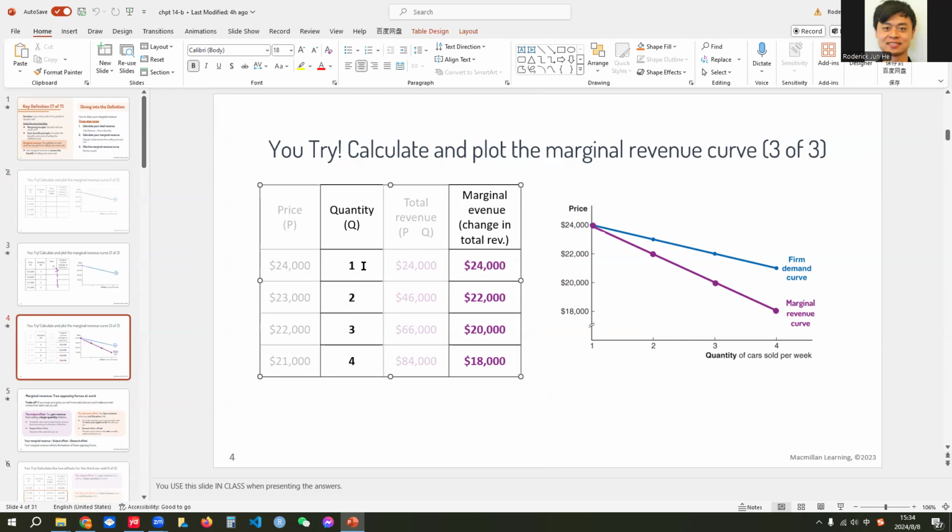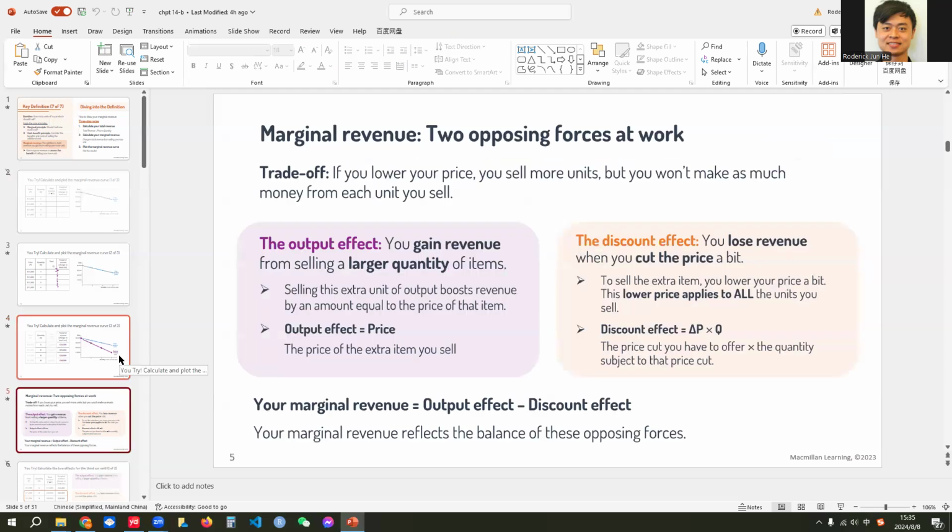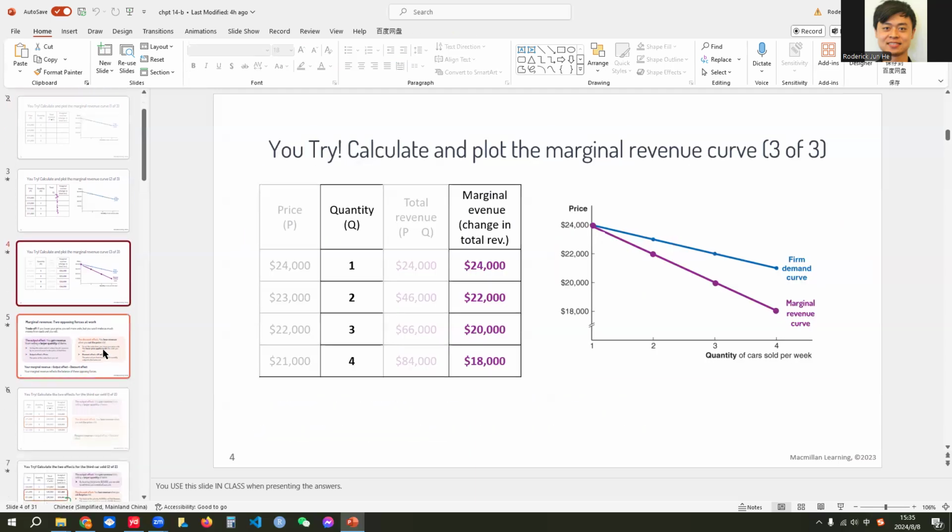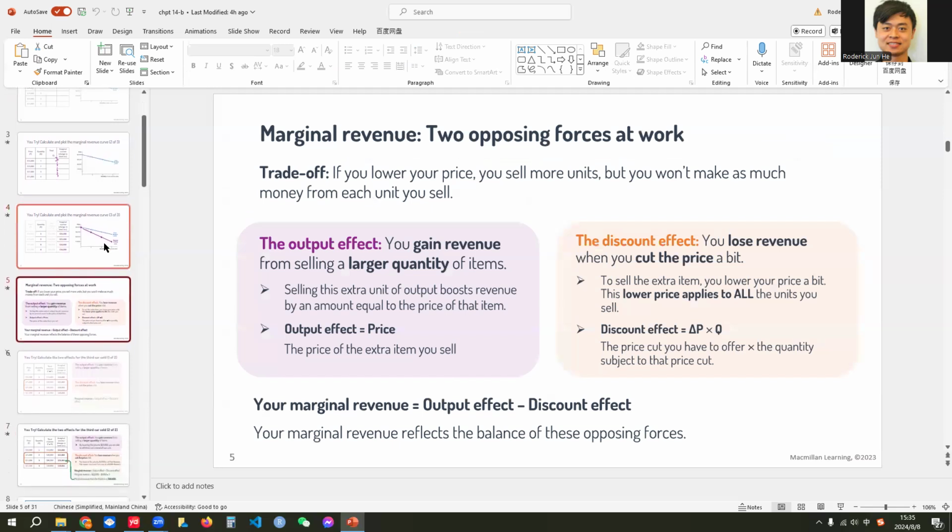For the same logic, when quantity equals 0, when we didn't sell anything, our total revenue is 0. And after selling the first unit, our total revenue increased to 24. So 24,000 is the marginal revenue of the first product. Here we just follow that through so we can calculate the marginal revenue for each case. All right, so that's the first part: how did we calculate the marginal revenue?